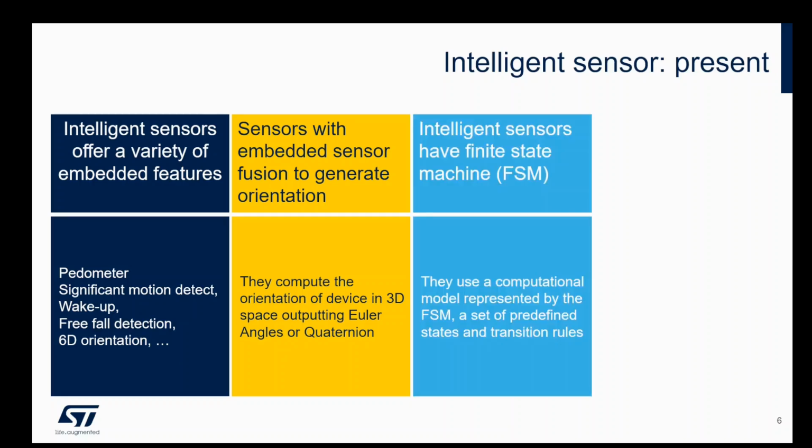Next one was the addition of a finite state machine. I'll talk a little bit more about what exactly a finite state machine is and how it helps when you are dealing with sensors in determining context.